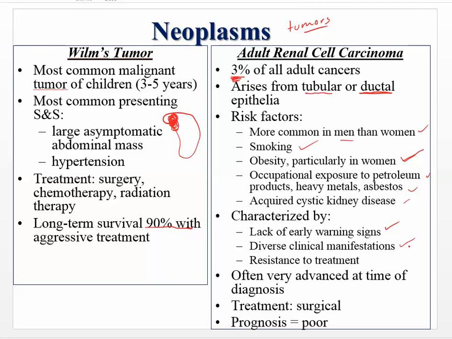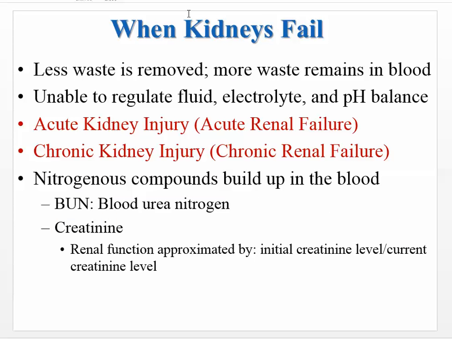So it depends on where it's happening and your own body's response. There may be a resistance to treatment. Okay, for whatever reason. Often, and this lack of early warning signs especially means that it's often very advanced at the time of diagnosis. And so treatment is pretty much surgical and the prognosis is poor. Okay, so that's not a good situation. Okay, so those were the neoplasms that we're covering in this class anyway.